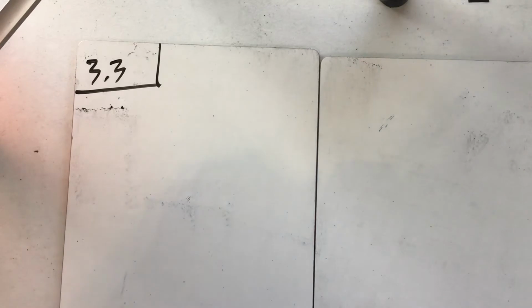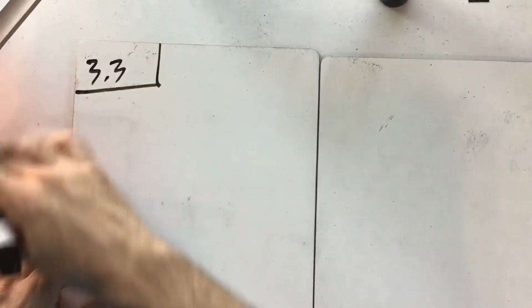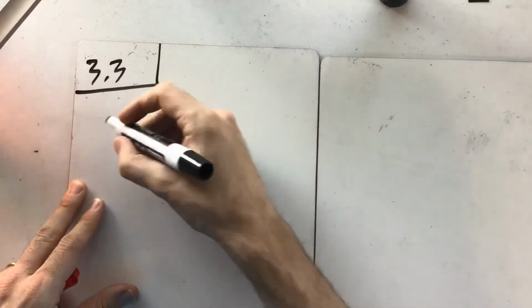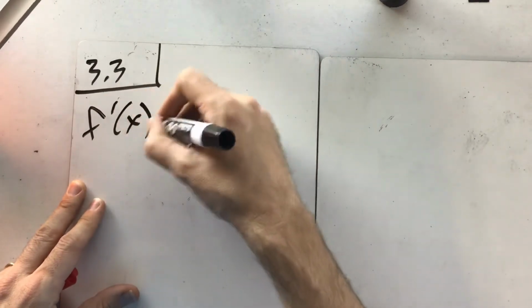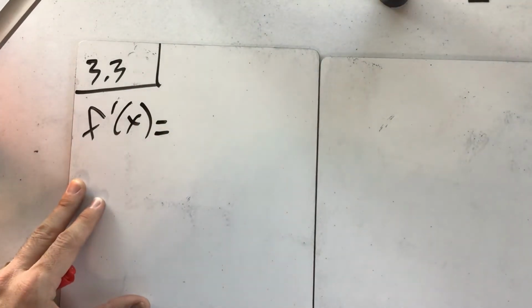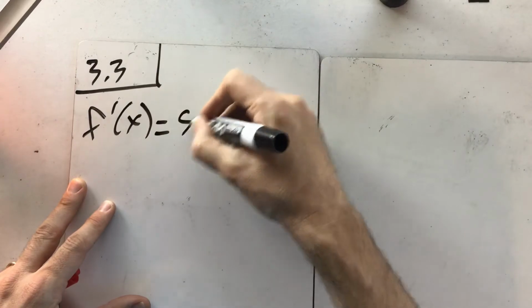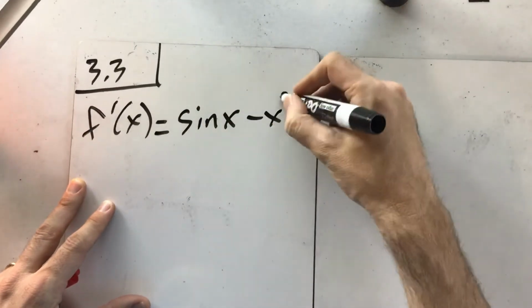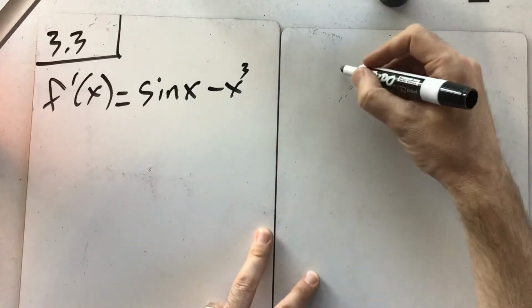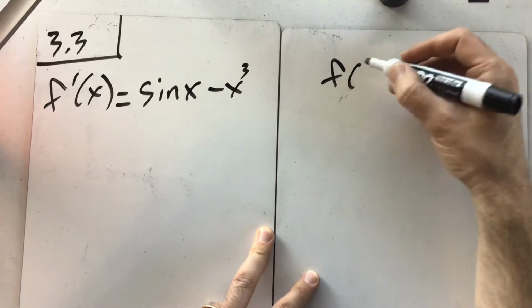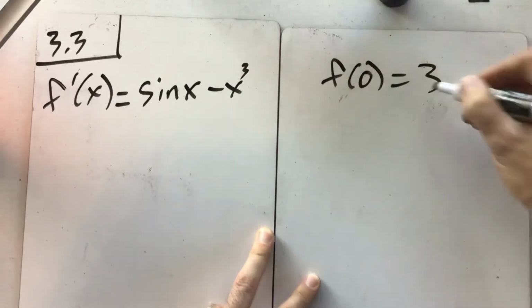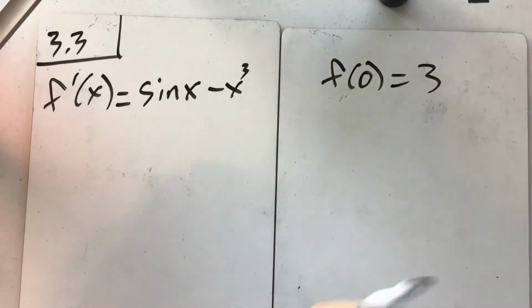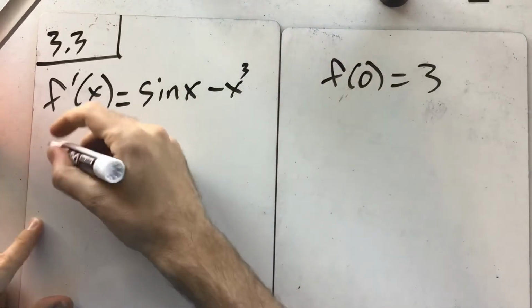So find f of x for each of the following. So we have f prime of x. F prime of x equals sine of x minus x cubed. But we're given one extra piece of information, and that's that f of 0 equals 3. And so we're going to be able to use this to figure out what our C is when we solve our problem. So let's do this problem.